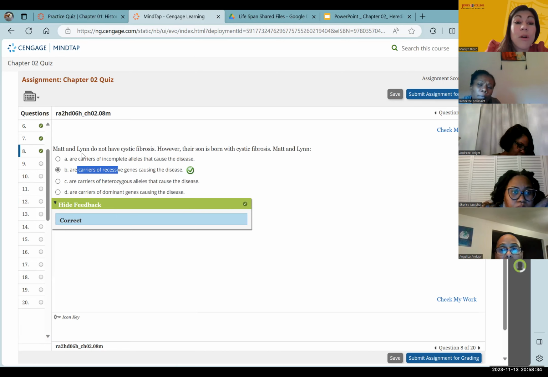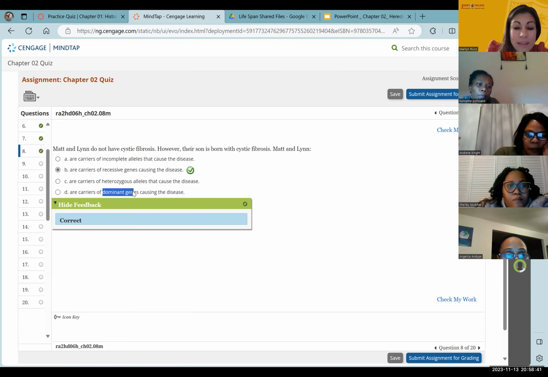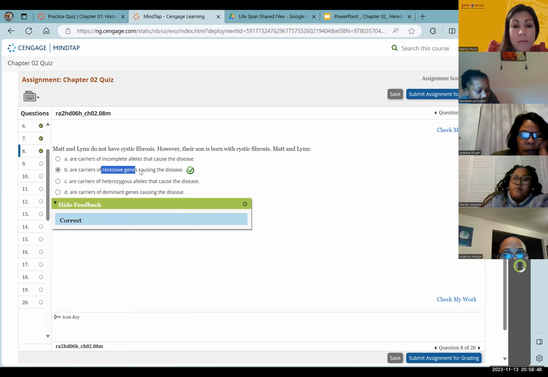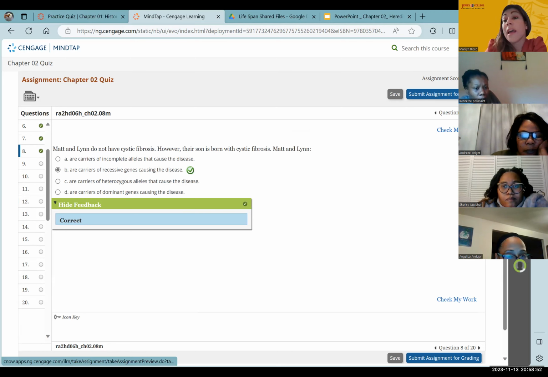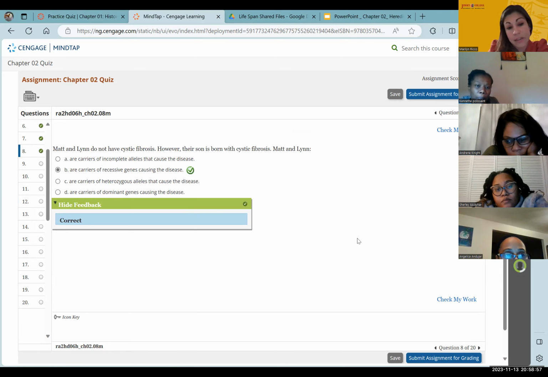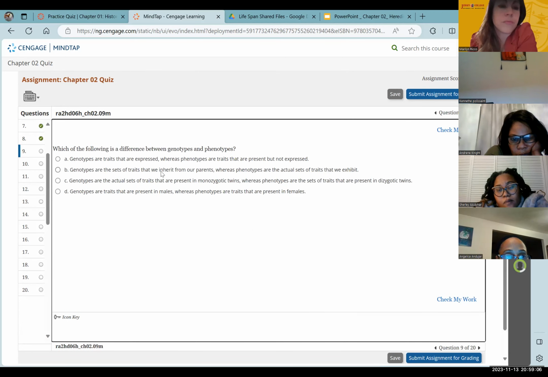So remember, what we're talking about is that it's not just Matt and it's not just Lynn, because then one of them has a dominant gene. It's Matt and Lynn together. Okay. So that's the difference. So you do want to review that a little bit, recessive genes and the difference there. What I suggest is if you do take these tests or test yourselves and you get something wrong, go back and review that portion of the textbook, because you know that's something you need to review.